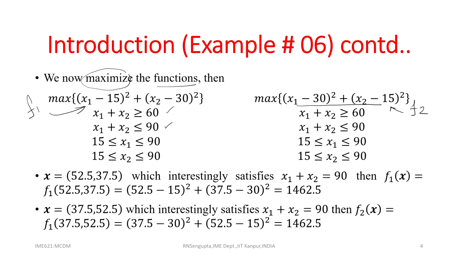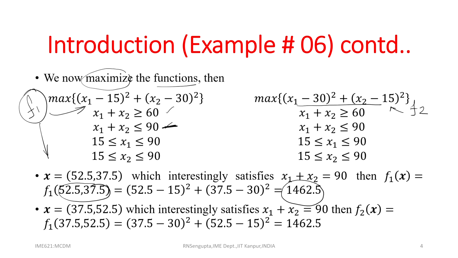Now, when we try to find the maximization point, very interestingly the first objective function, f1, is maximized at a point on the line x1 plus x2 equals 90, based on the constraint I am highlighting here. The values of x1 and x2 giving the maximum point are 52.5 and 37.5, and the maximum value comes out to be 1462.5.